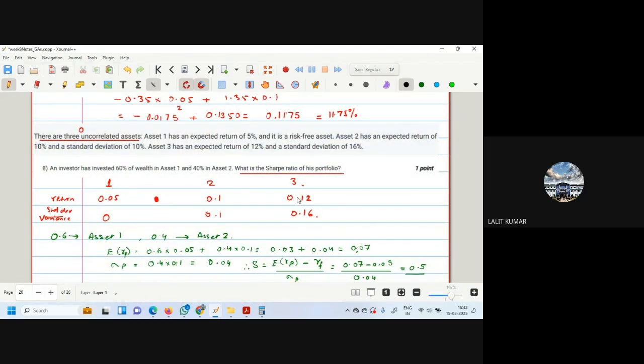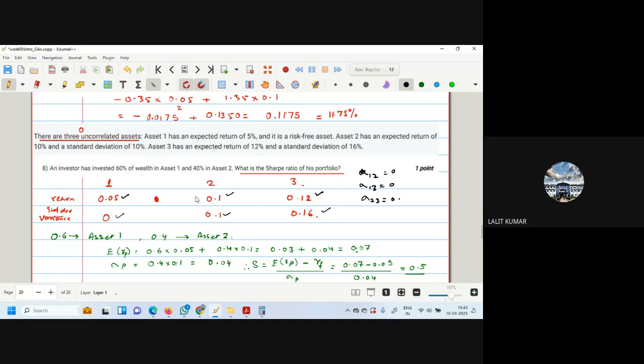Next question. There are three uncorrelated assets. Uncorrelated assets mean that there is no correlation, so sigma 1 2 is equal to 0, sigma 1 3 is equal to 0, and sigma 2 3 is equal to 0. This is the meaning. Asset 1 has an expected return of 5%, and it is a risk-free asset, so the sigma is 0. Asset 2 has an expected return of 10%, standard deviation is 0.1. Asset 3 has 12%, standard deviation of 16%.